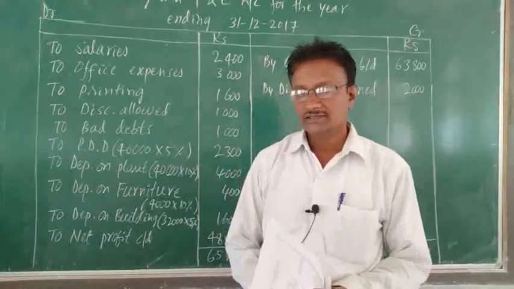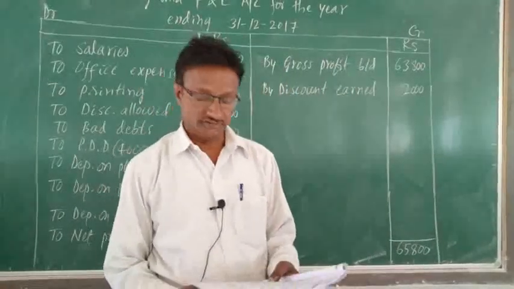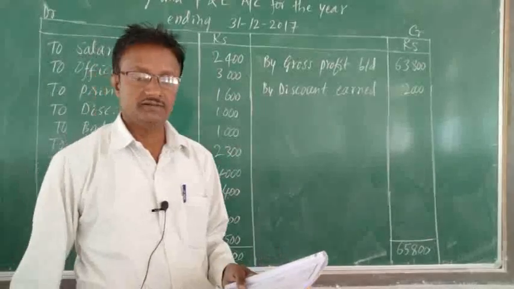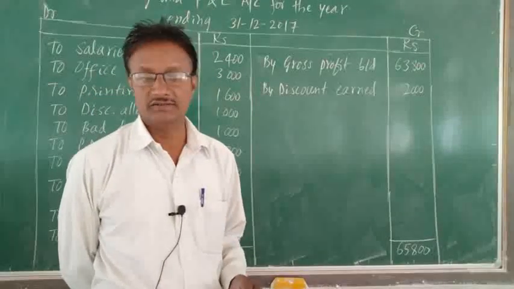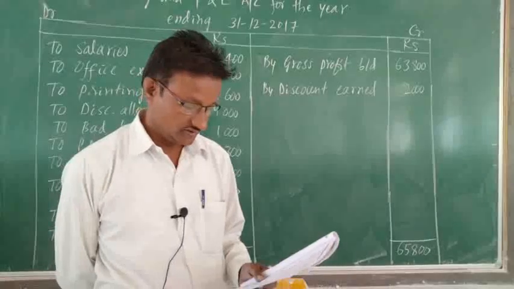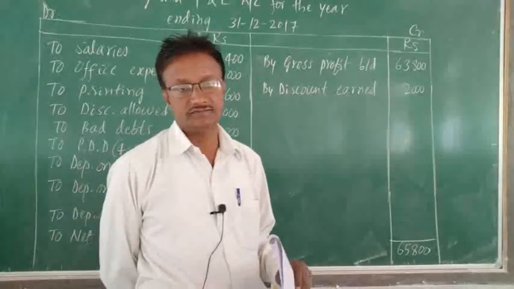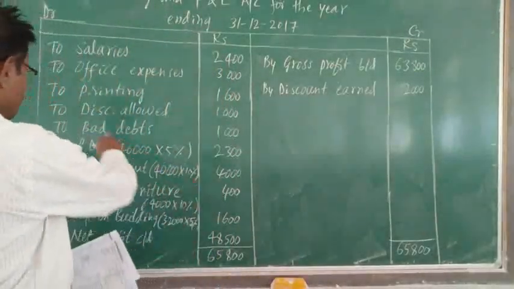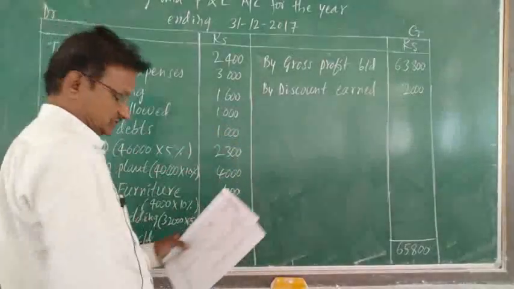And next, see other information and observe which are incomes and expenses. Here discount allowed is an expenditure, so to discount allowed 1,000.